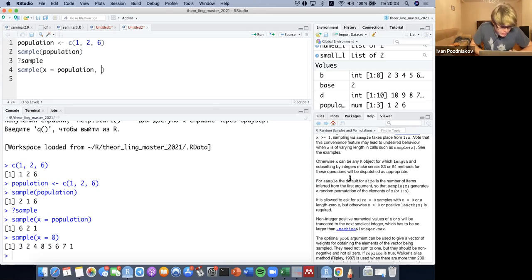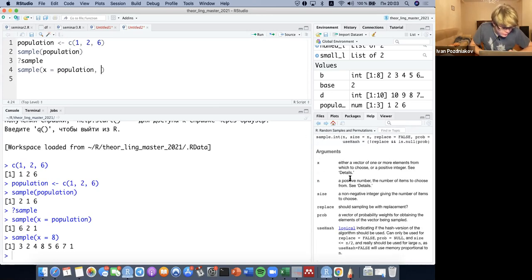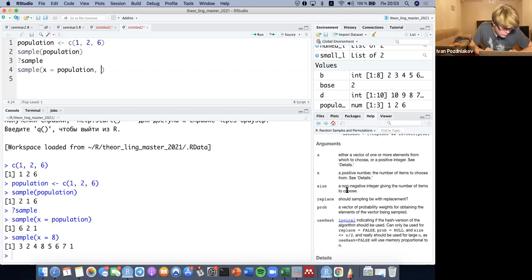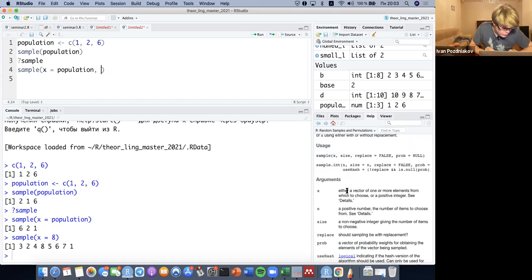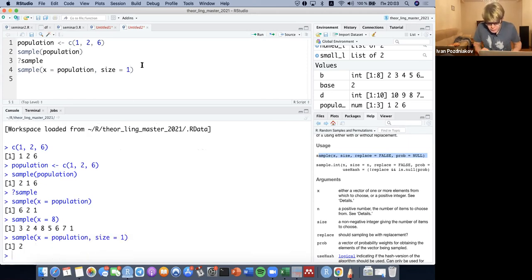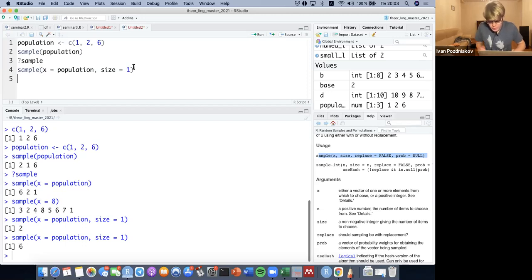Let's see other parameters too. n, a positive number, the number of items to choose from. Number of items to choose. Ah, no, okay. So here we need to put size. So we can set it as 1, for example. A non-negative integer giving the number of items to choose. So for the sample function, we need to put size. So if you put it like 1, we get only one number.